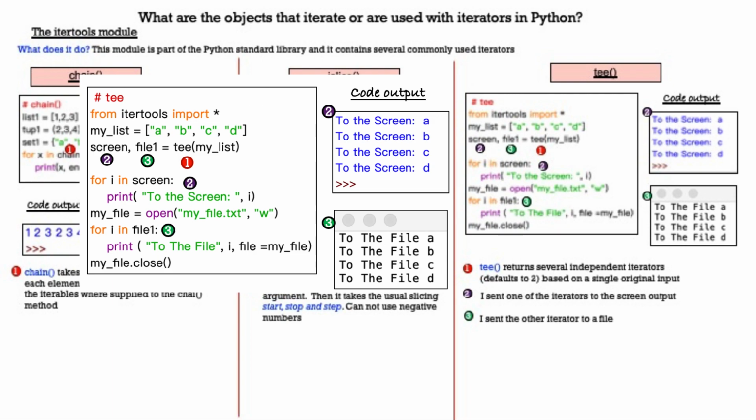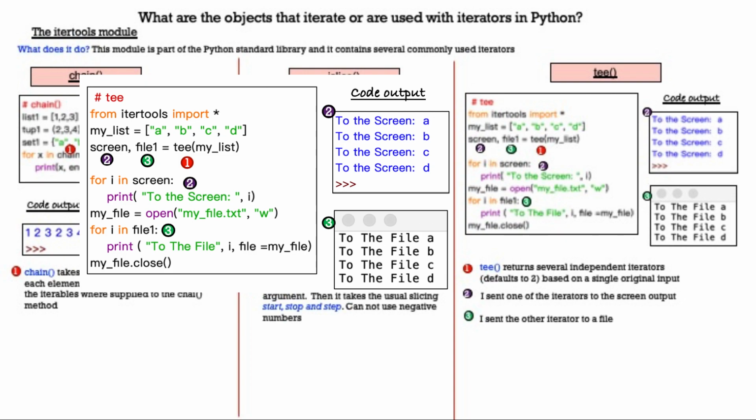And then I go through, my_file equals open. I create the file my_file.txt. I pass it the w parameter. For i in file 1, print to the file, and file equals my_file, and then I always close it so that we flush out that data. Otherwise, it's a good chance that it doesn't get written.